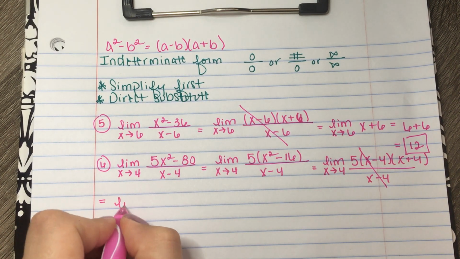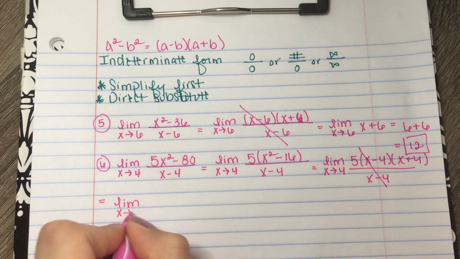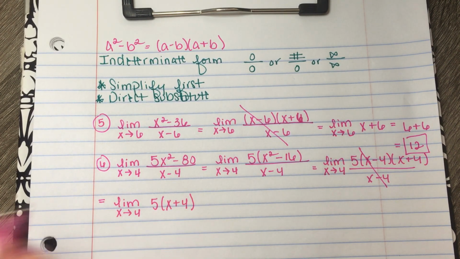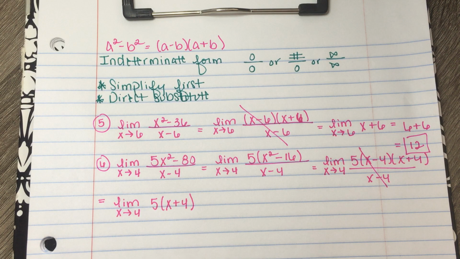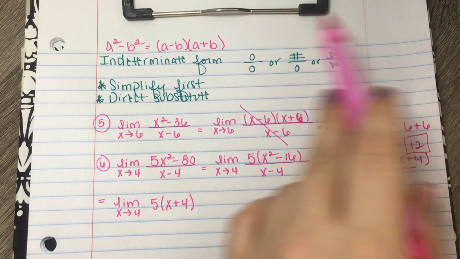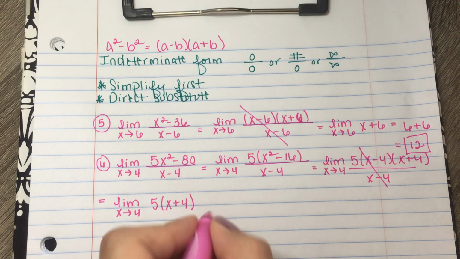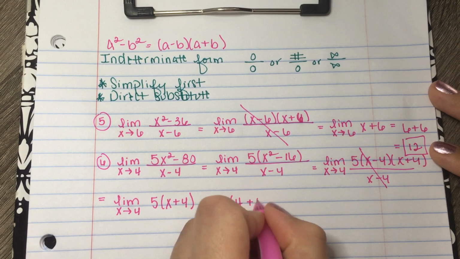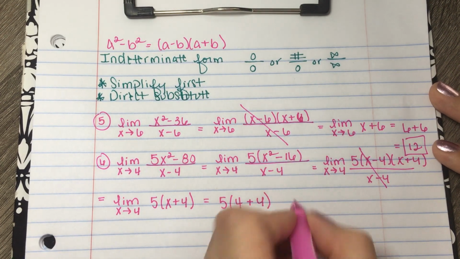And we still have the limit notation because we have not substituted anything in yet, and I have 5 times x plus 4. Now, if you'd like, you can distribute this and keep simplifying, but at this point, I see now that I can use direct substitution, and I don't have an indeterminate form, which means I can substitute now, and then once we go ahead and we substitute, now we can drop that limit notation.